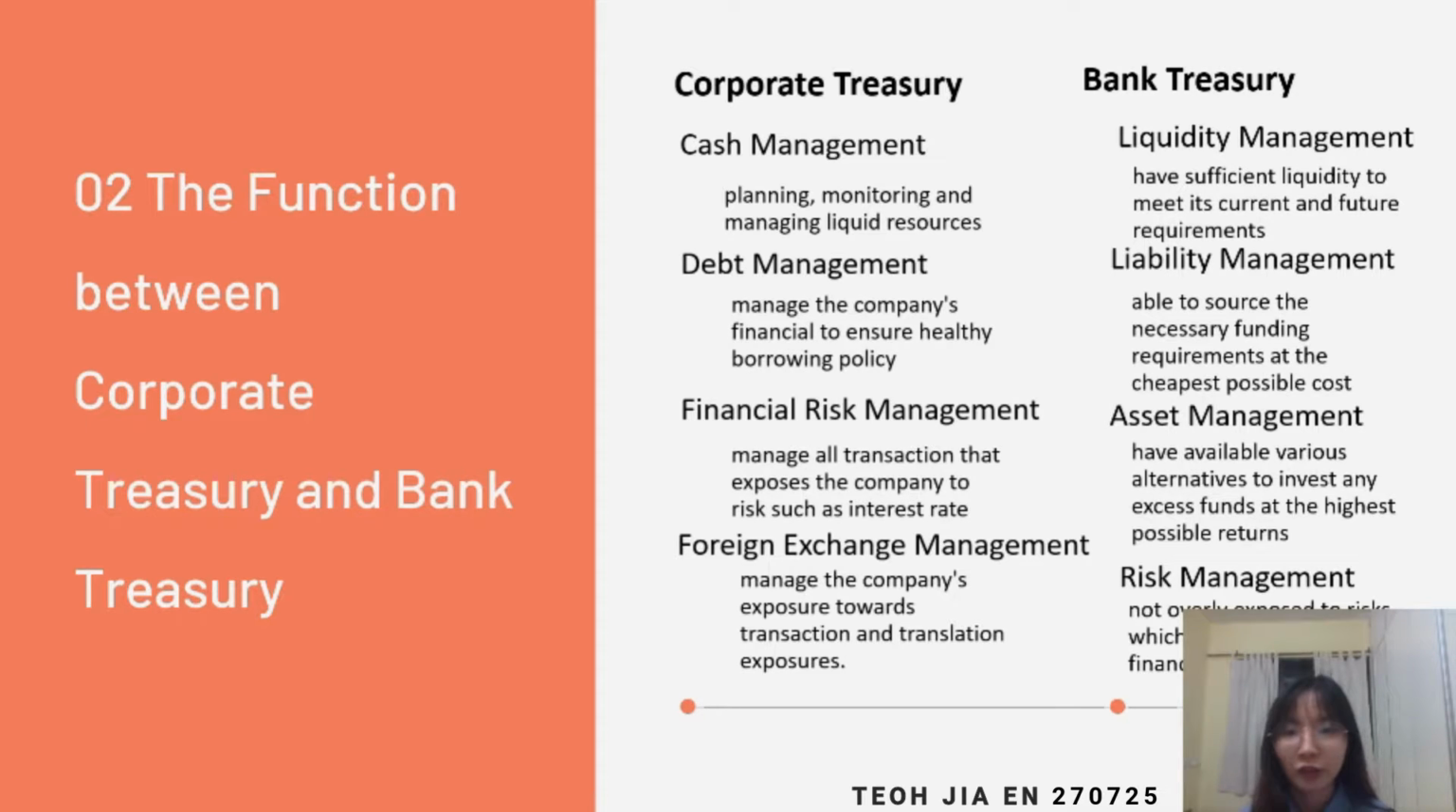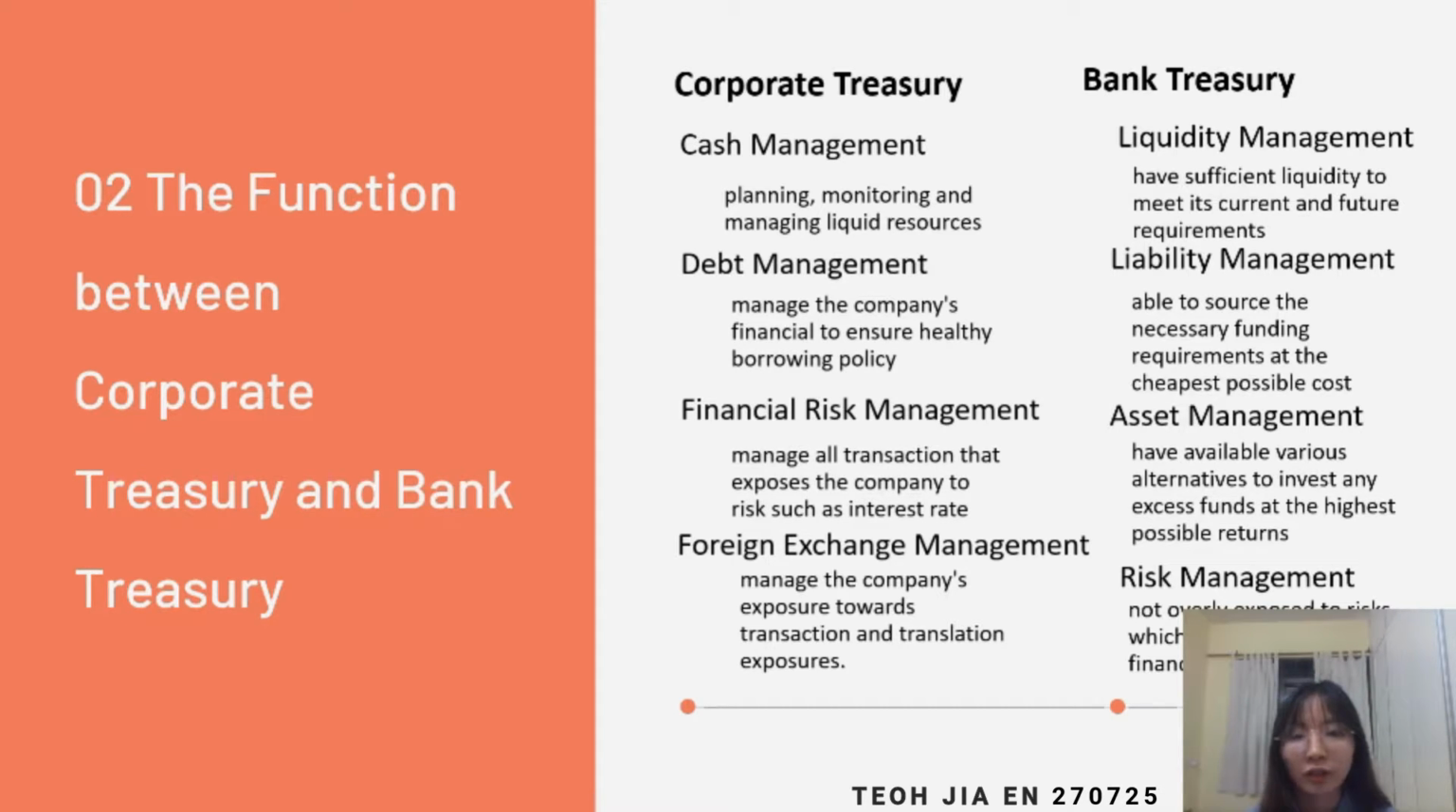And next, I would like to present the function of the corporate treasury and also the bank treasury. The functions of the corporate treasury are divided into cash management, debt management, financial risk management, and foreign exchange management. While the bank treasury functions are divided into liquidity management, liability management, asset management, and also risk management. And first, I would like to explain the functions of the corporate treasury.